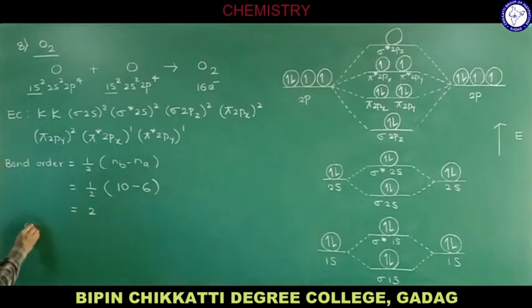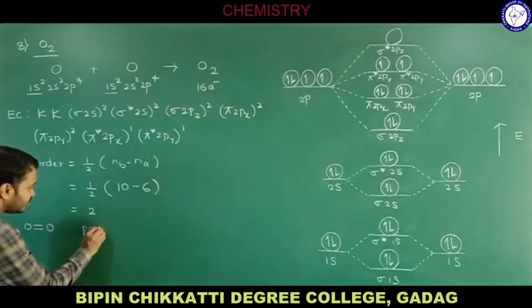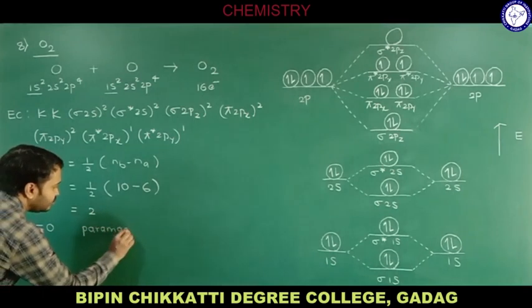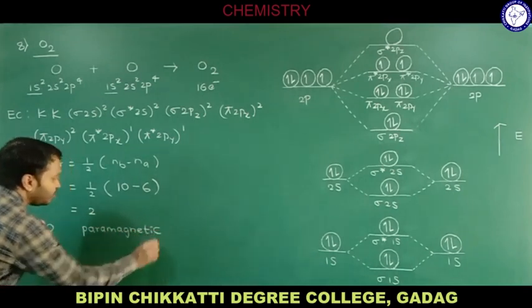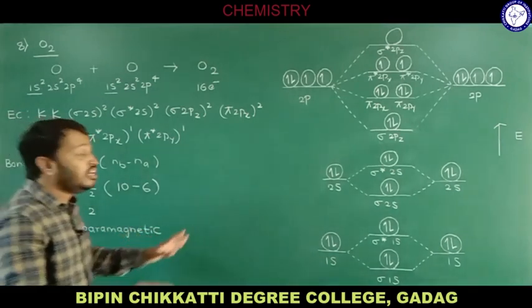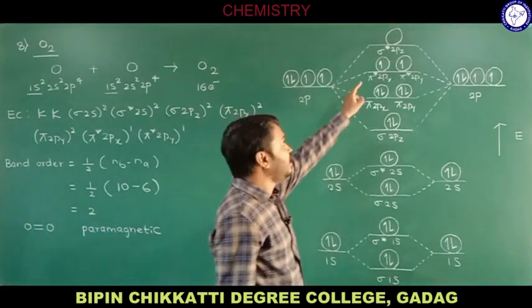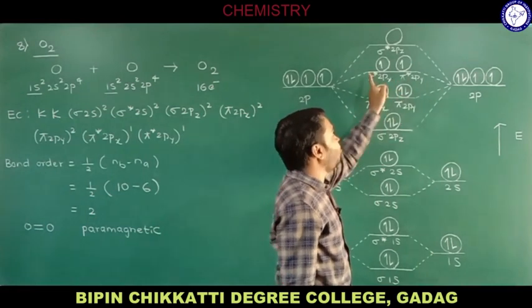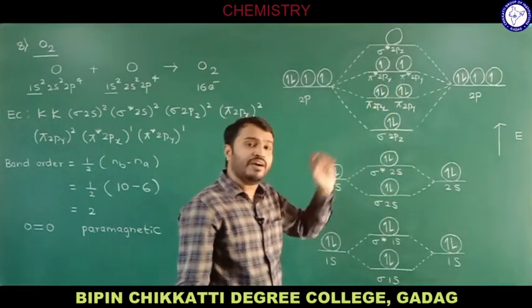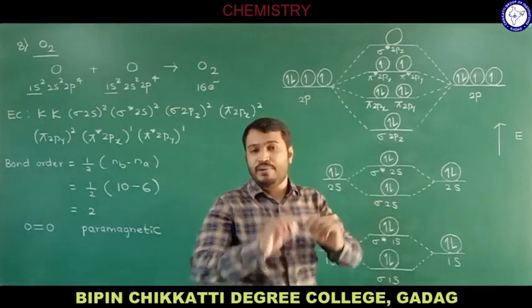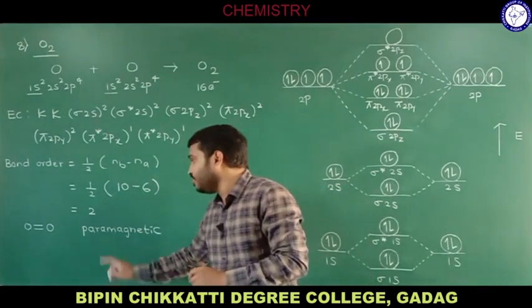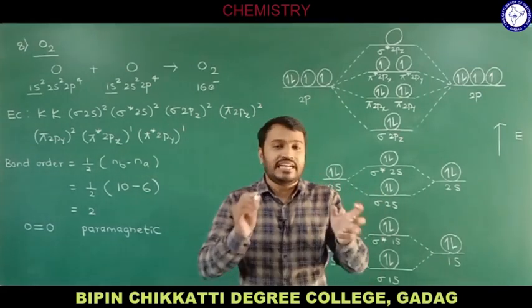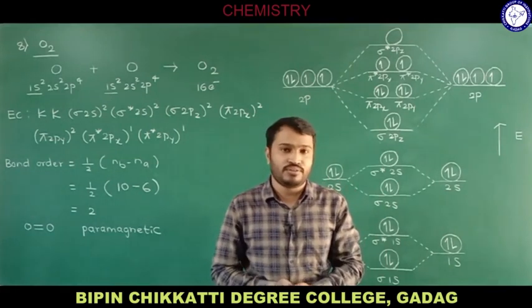What this indicates is that between the 2 oxygen atoms we have 2 covalent bonds, and the magnetic nature is paramagnetic. So this oxygen molecule is paramagnetic in nature. Why? Observe in the molecular orbitals pi star 2px and pi star 2py, 1 electron each we have, they are unpaired electrons. Since unpaired electrons are present, the oxygen molecule is paramagnetic in nature. That is the MOT of the oxygen molecule.